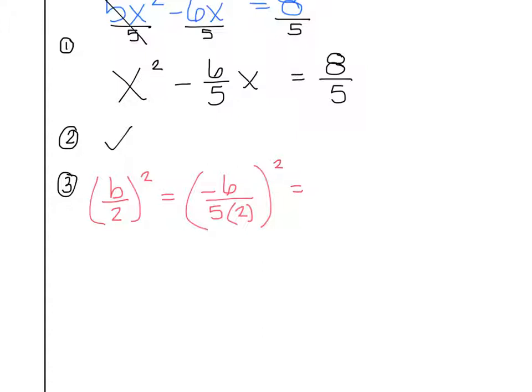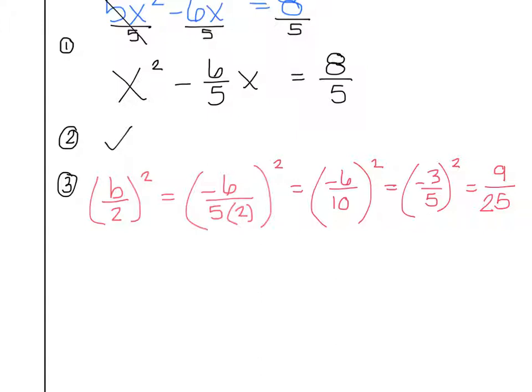5 times 2. 5 times 2. Okay, so we get negative 6 over 10. Can we reduce that? 2 over... Negative 3/5 if you divide the top and the bottom by 2. Okay. Now what? Square both of them. Square the top, square the bottom. What do you get? 9 and 25. 9 over 25. Woo-wee. That's the number we're going to add to both sides of our equation.